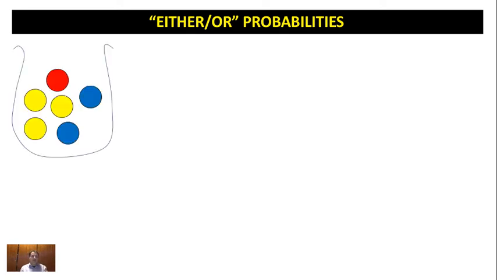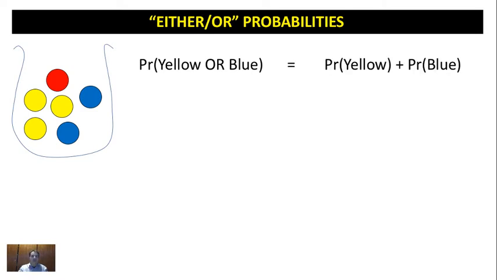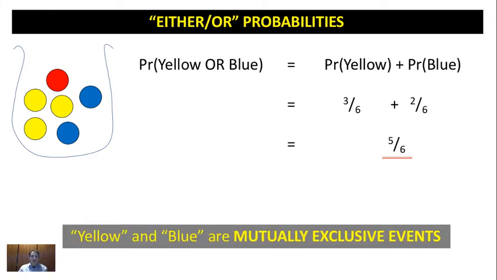So thinking about the classic exam situation of different colour balls being picked from a bag, then the probability of yellow or blue is just the probability of yellow plus the probability of blue. So that's 3/6 plus 2/6 in this case, which is 5/6. And of course that makes perfect sense because 5 out of the 6 balls in the bag are either yellow or blue. So that's an example of mutually exclusive events.